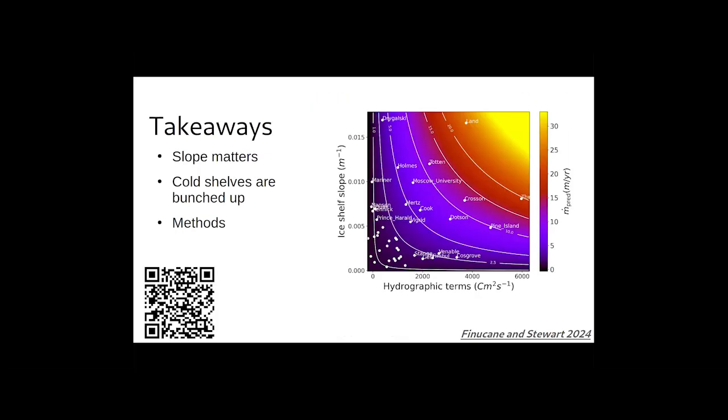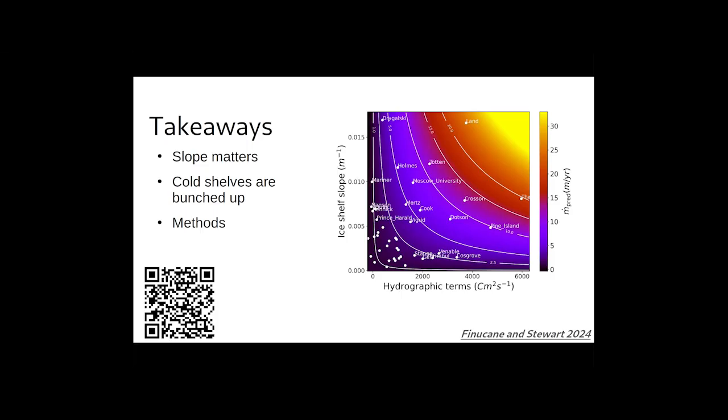And what is fun is you can take our scaling theory and break it up to start to understand different things that are driving melt in different cavities. So here on the right, I've broken up our scaling theory by the hydrographic terms, which are the layer thickness, the ocean temperature, and the stratification. And then on the y-axis, the ice shelf slope. And this, in the background, is contoured what the predicted melt rate is.